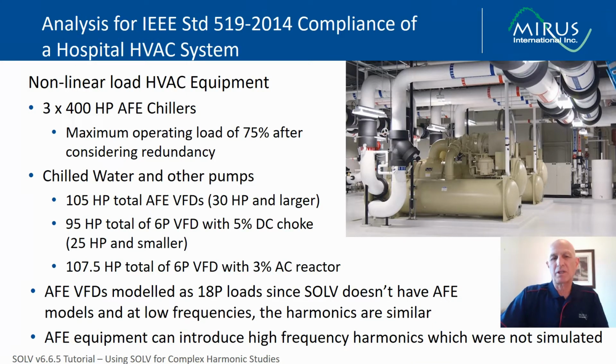There were chilled water and other pumps, 105 horsepower, which were again active front-end variable speed drives. Those were for the 30 horsepower and larger. There was 95 horsepower of 6-pulse VFDs, which had 5% DC chokes. Those were for the 25 horsepower and smaller. And there was 107.5 horsepower total of 6-pulse VFDs that had 3% AC line reactors.